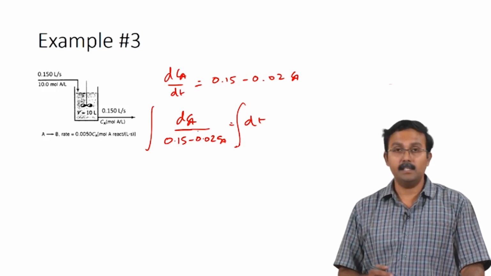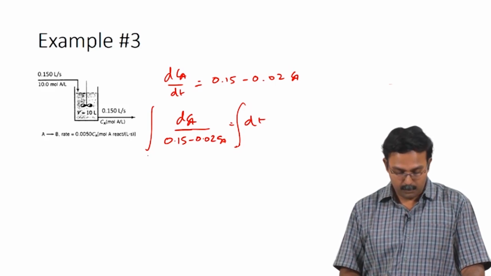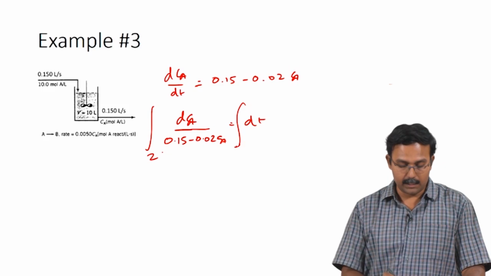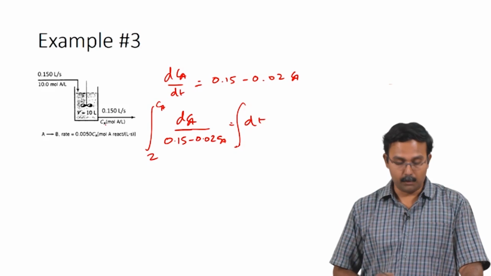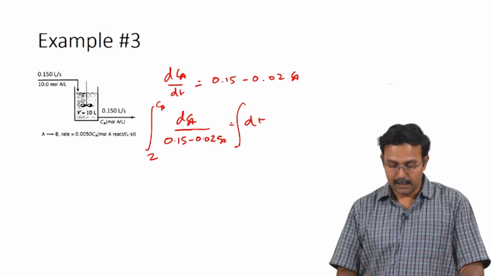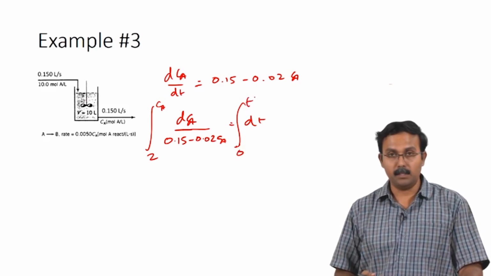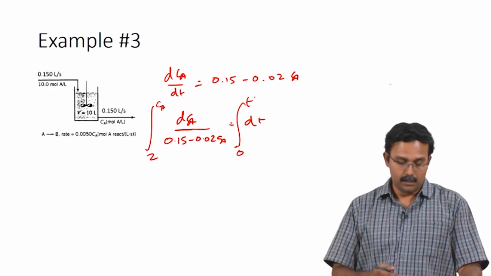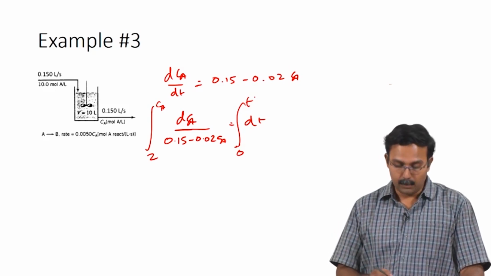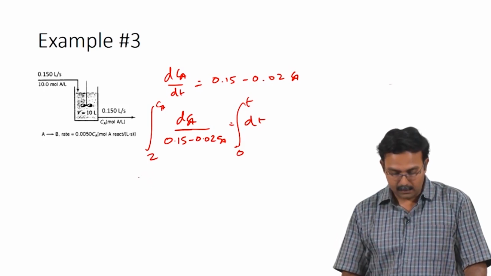What would be the initial and final condition? What would be the limits? Ca is from 2 moles, which would be the initial condition, and the final concentration is Ca, which is the outlet stream concentration or the concentration inside the reactor at time t, and similarly time would be from 0 to t. Because we want to start from time 0 where concentration of A is 2 moles per liter and go to time t where the concentration of A is Ca. So, using this equation we can integrate and get the solution.